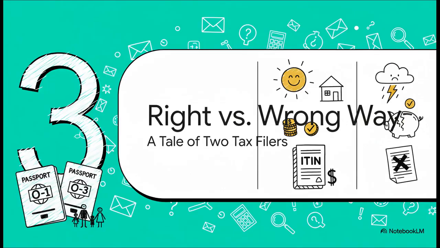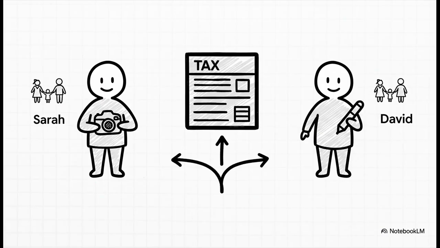All right, enough with the definitions and the theory. That's all good, but let's see how this actually plays out in the real world. We're going to tell a little story here, a tale of two different O-1 professionals, to see exactly what happens when you get this right and when you get it wrong. So let's meet our two tax filers. We've got Sarah, she's a fantastic photographer, and we have David, a brilliant designer.